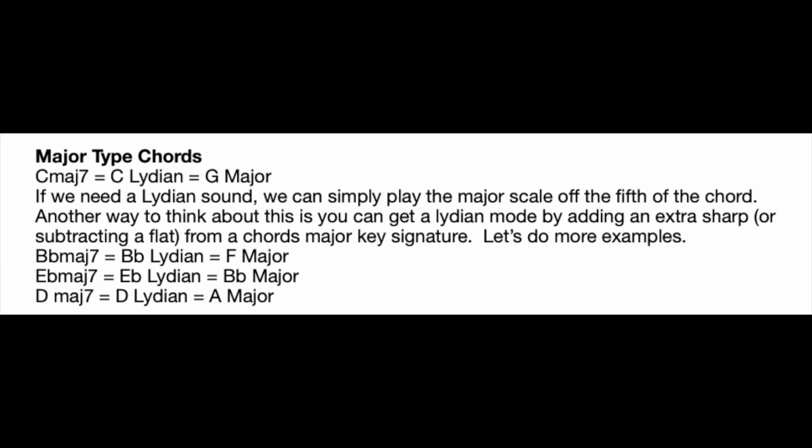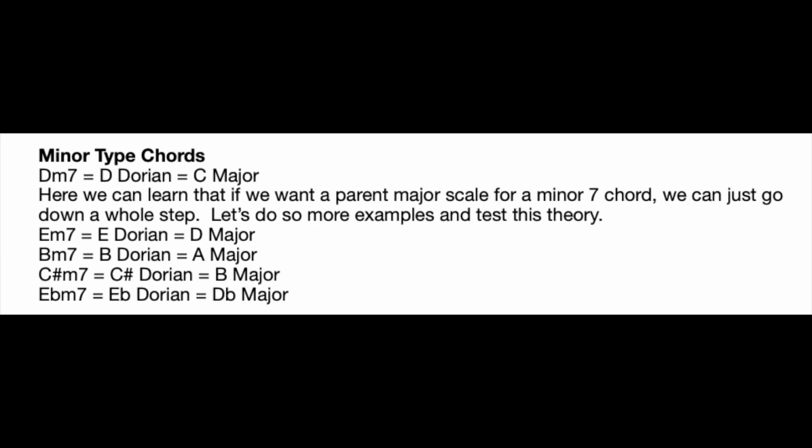Let's consider this on the minor type of chords now. So if we had a D minor 7 or a D Dorian, we know Dorian is the 2nd mode of the major scale. So that's going to be C major. So let's come up with another little formula to figure out what major scale to play from a minor type of chord. It looks to me like we can just go down a whole step. So D to C, sure enough, is a whole step.